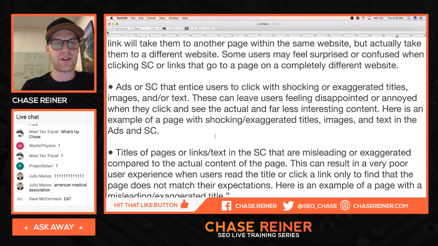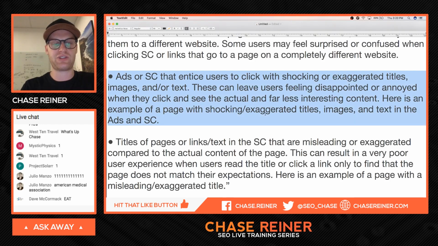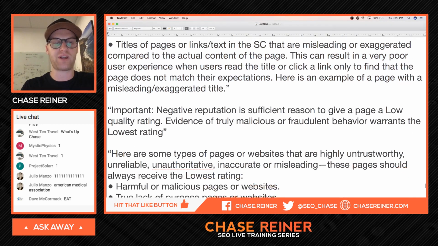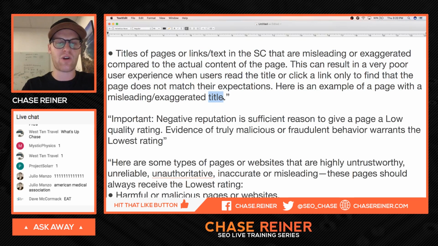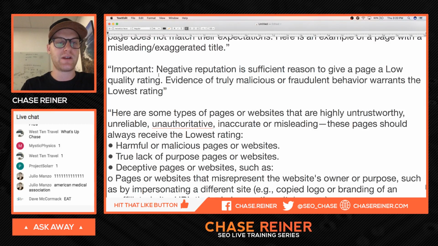So ads or supplementary content that entice users to click with shocking or exaggerated titles, images, and/or text. So clickbait, right? These can leave users feeling disappointed or annoyed when they click and see the actual and far less interesting content. Here's an example. So they just show a clickbait article. Titles of pages or link text and supplementary content that are misleading or exaggerated compared to the actual content of the page can result in a very poor experience. They did an example like 'sea serpent can lead to earthquake in Taiwan.' It's just totally overexaggerated. Doesn't even make sense.